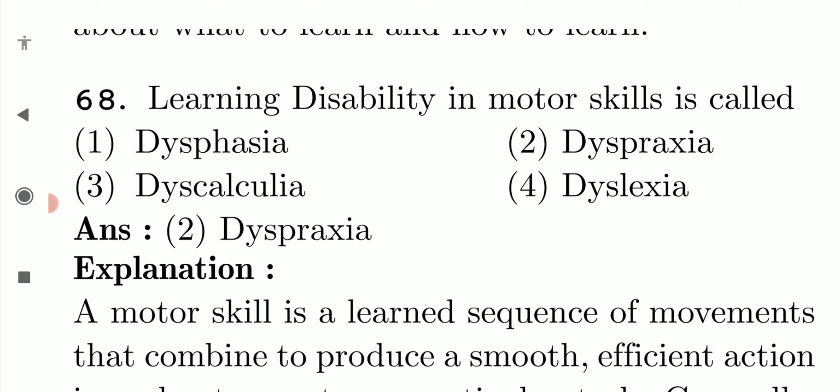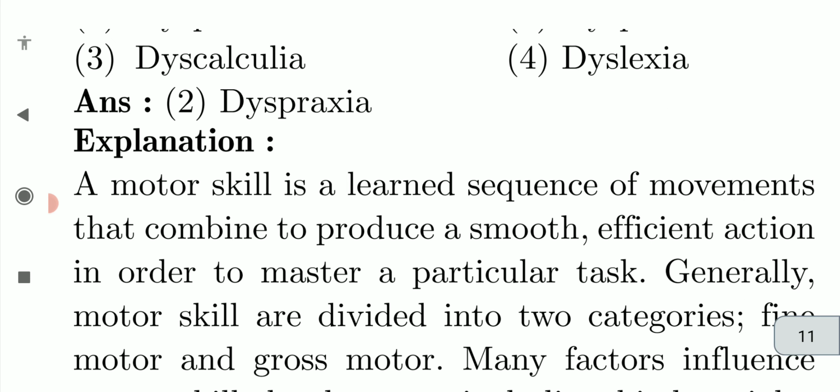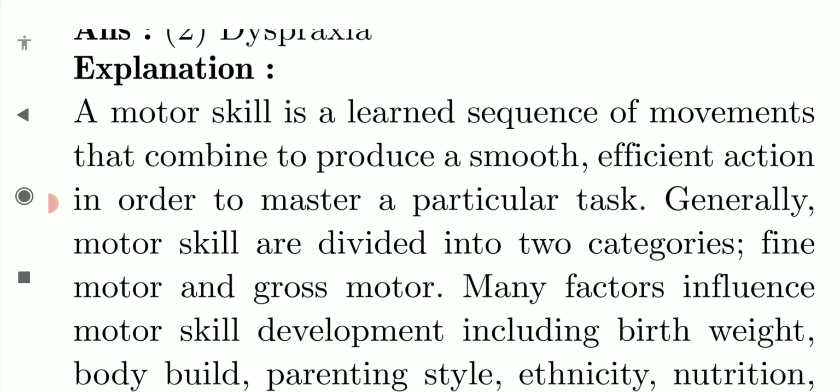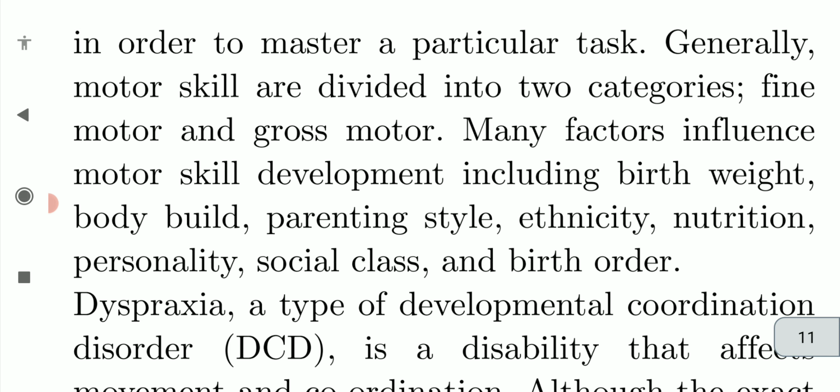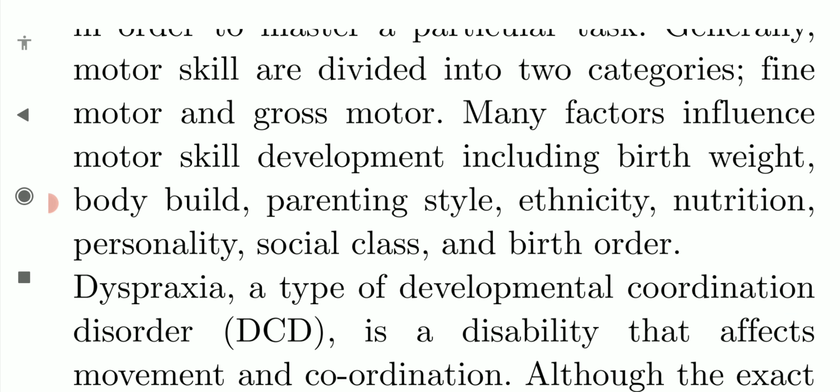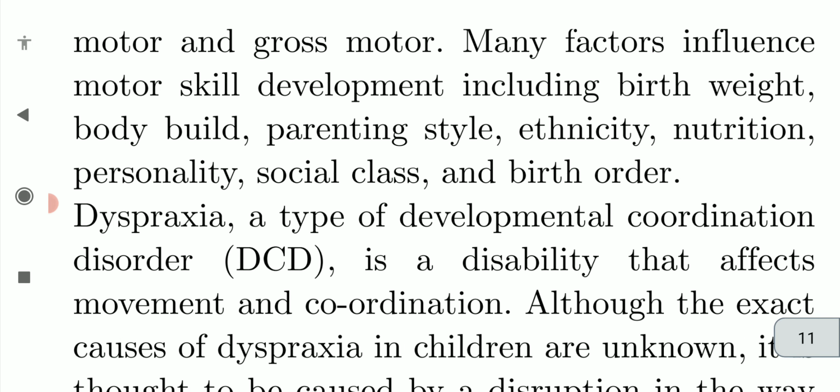A learning disability in motor skill is called dyspraxia. Motor skill means a sequence of movements that combine to produce smooth, efficient action in order to master a particular task. Generally, motor skills can be divided into two: fine motor and gross motor. Many factors influence motor skill, including birth weight, body build, and parenting style.